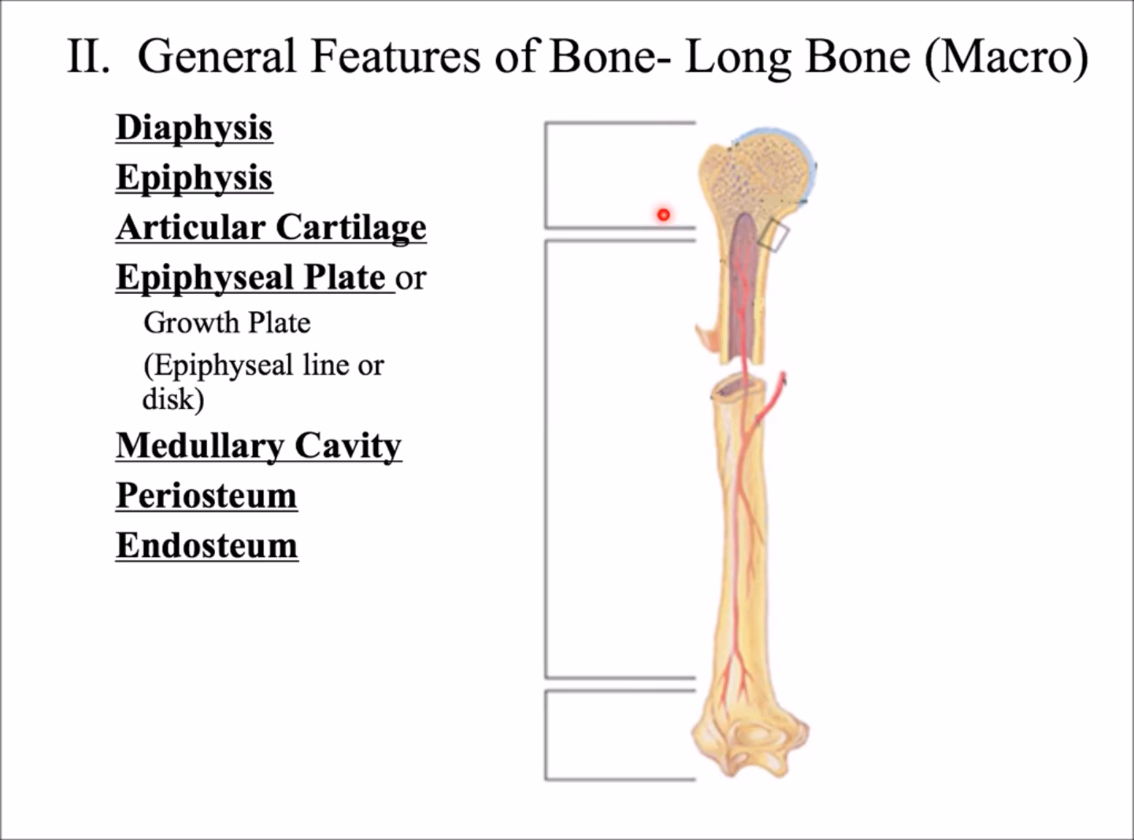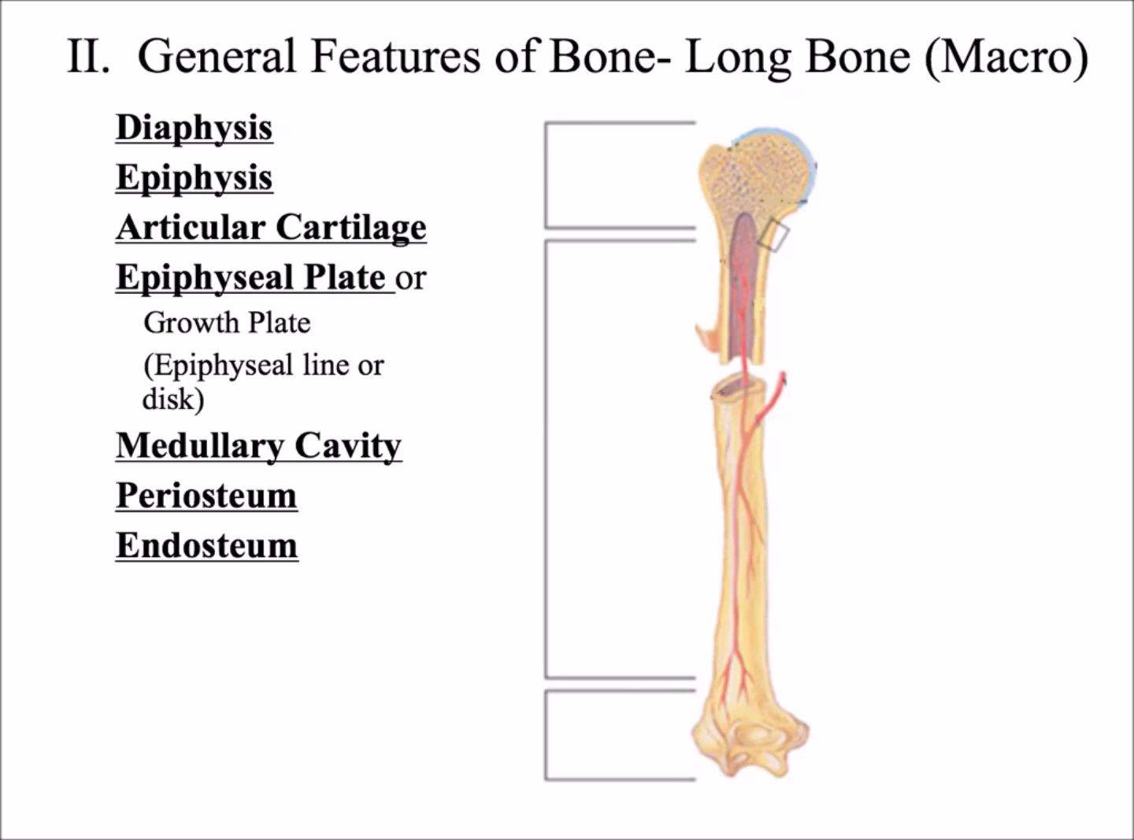At the ends of a typical long bone are these little knobby ends, which we call the epiphyses. Epiphyses is plural, epiphysis is singular. At the ends of the epiphyses, you will see something called articular cartilage. Artic, A-R-T-I-C, means joint. So articular cartilage is cartilage that you find at the joints, where two bones come together.